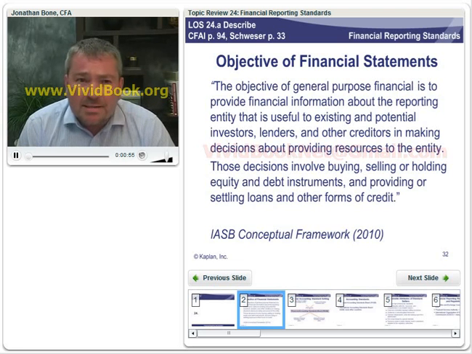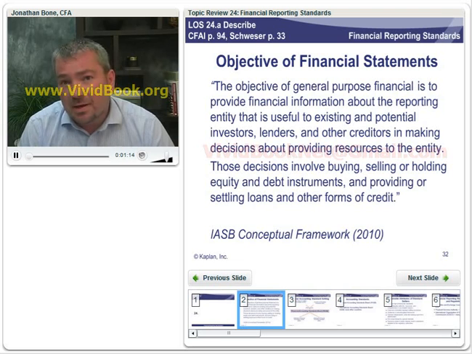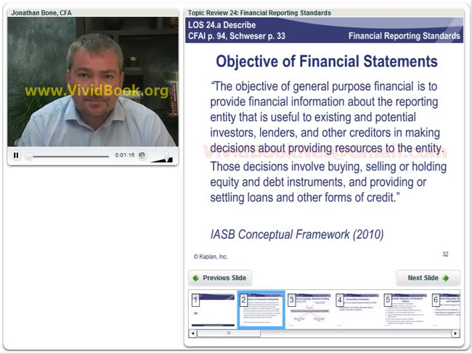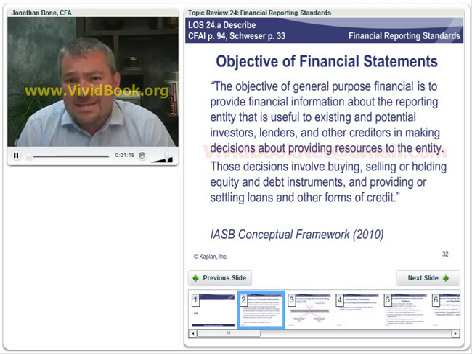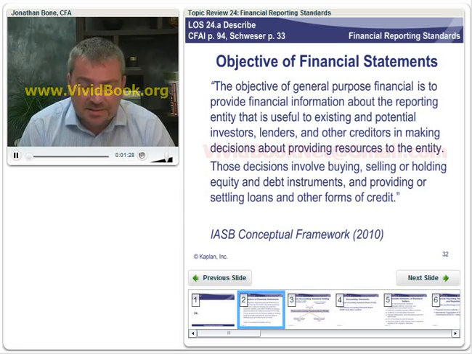What we're really saying is the accounts are not purely aimed at the existing shareholders. In fact, it's not just shareholders at all. We're talking about everybody that provides credit to a company. So we're talking about shareholders, bondholders, banks that give loans, and any other creditors like suppliers and tax authorities. And notice as well, we're not just saying existing, but we're also talking about potential investors, those that are thinking about buying, selling, or holding debt or equity instruments.